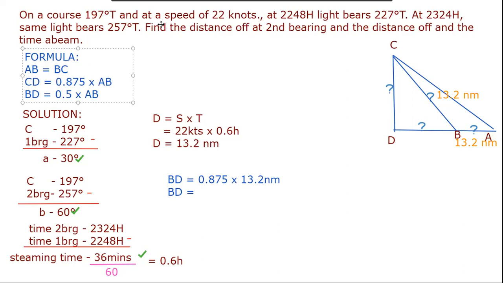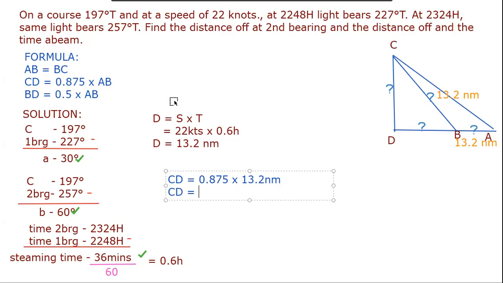Okay? So, kapag BD ang hinahanap natin, 0.875, CD muna. CD ang hinahanap natin. So, kapag CD, 0.875 times 13.2, anong sagot? 0.875 times 13.2 is equals to 11.5 or 11.55.